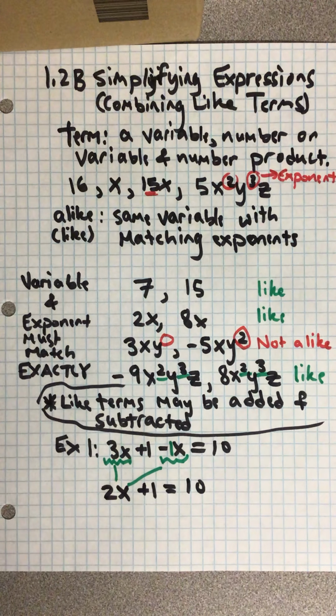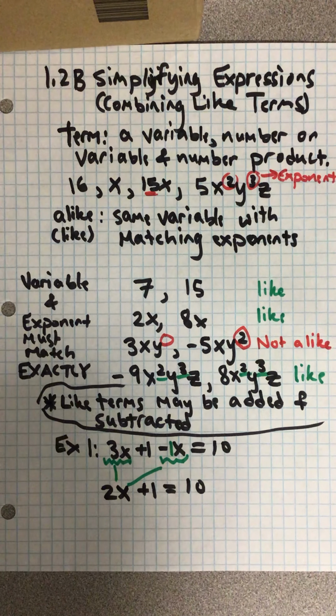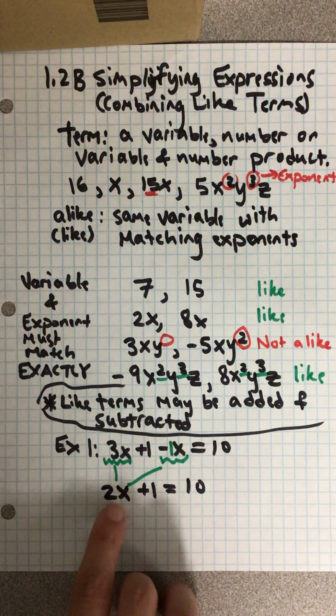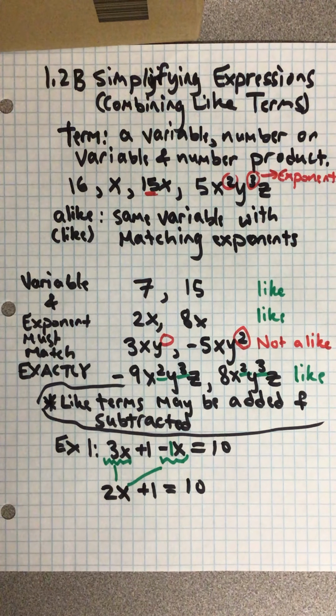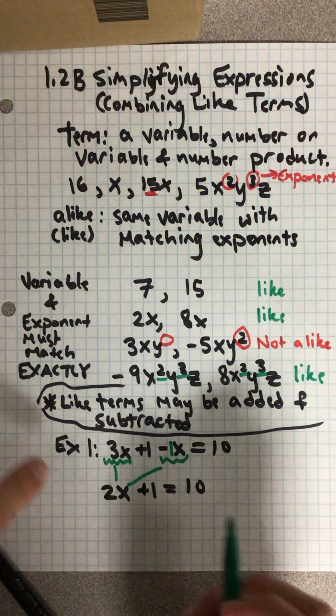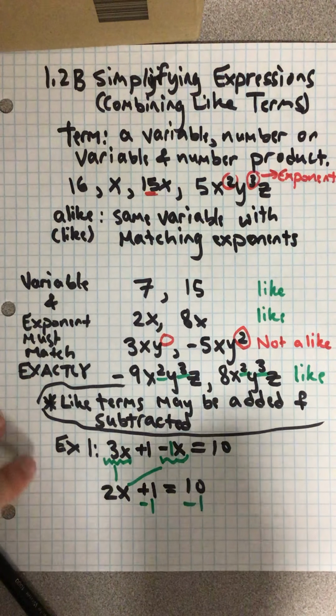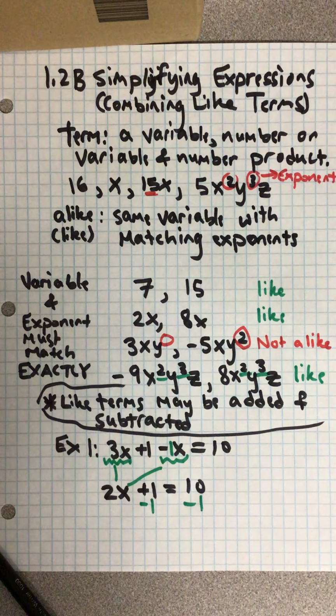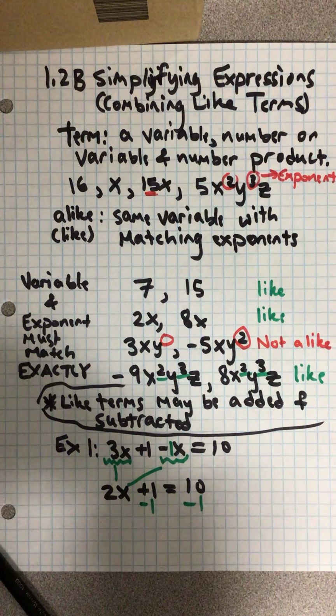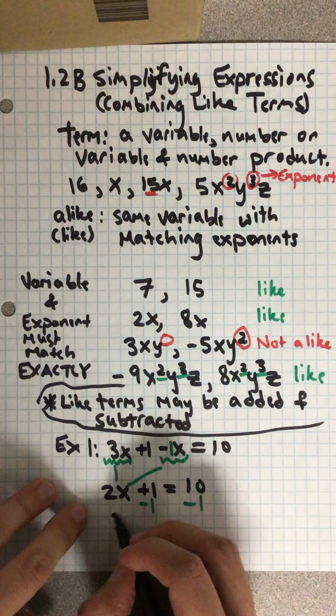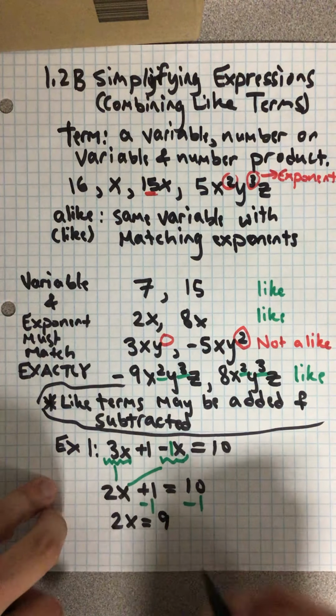From here, this is a 2-step problem. So we now need to solve for x. And it will just take 2 quick steps. First one is we need to get our x term, our 2x alone. And we would accomplish that by subtracting 1. Remember, this is our opposite operation. This is our inverse operations. So 2x plus 1 minus 1, and then 10 minus 1 would end up giving us 2x equals 9.